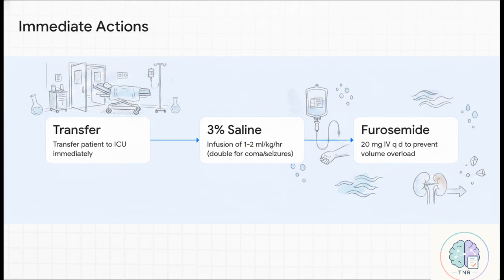Step 1, get them to the ICU immediately. Step 2, start a 3% hypertonic saline infusion. Your standard rate is going to be 1 to 2 milliliters per kilogram per hour. But if the patient is having seizures or is in a coma, you actually double that rate to 2 to 4 milliliters for a limited time. And step 3, hit them with 20 milligrams of IV furosemide or Lasix daily. That diuretic prevents volume overload and boosts atrial natriuretic factor, which essentially acts as a chemical signal forcing the kidneys to dump the extra sodium you're pumping in.